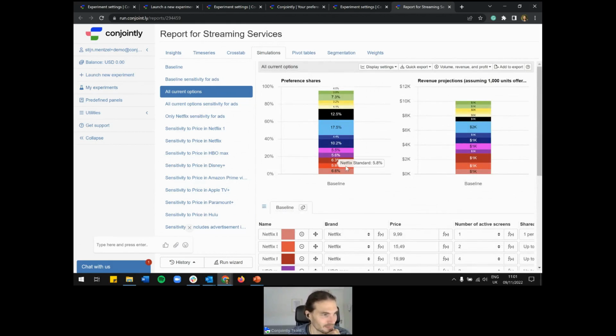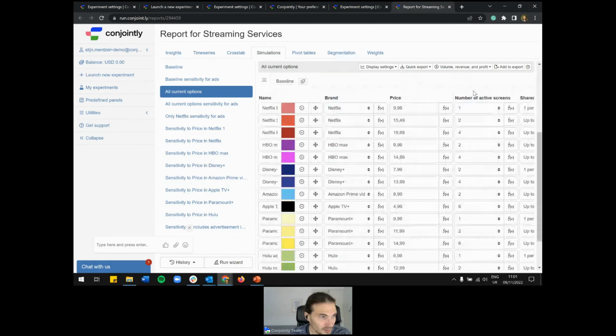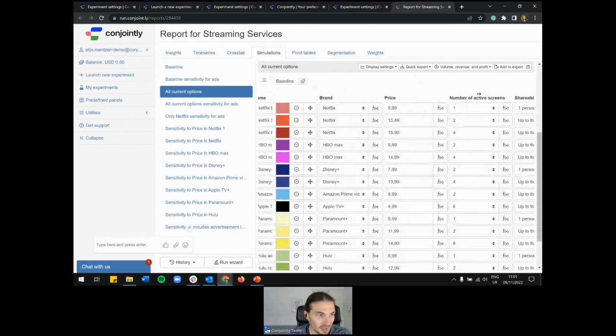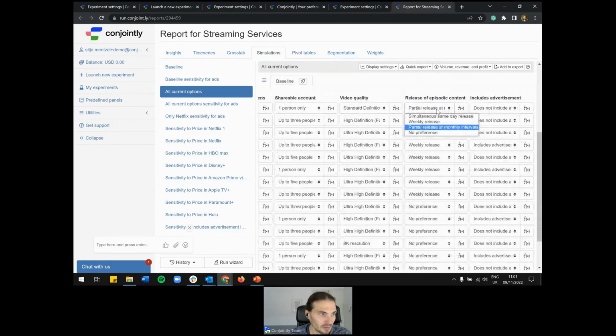And what you can see, Netflix in red appears to be the most predominant force, as we kind of know. But Amazon Prime also has quite a bit of the market share. Disney is quite big, and Apple TV surprised me, to be honest. So all of these elements relating to active screens and so on have all been adjusted based on their actual standards. And what I can do now is play around and go, okay, what if I switch this to simultaneous same-day release? Or what if I include ads like this and so on?